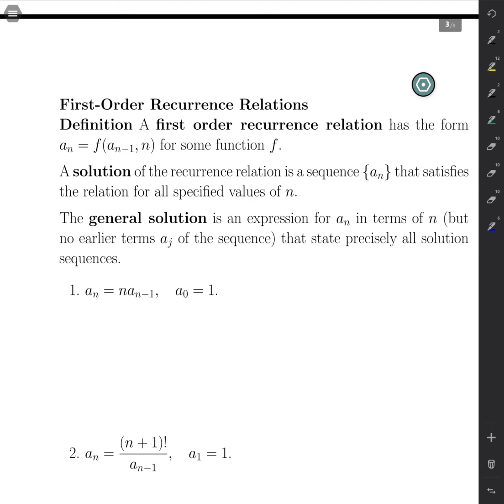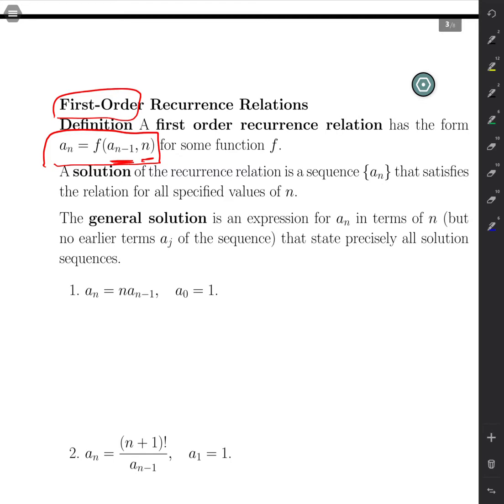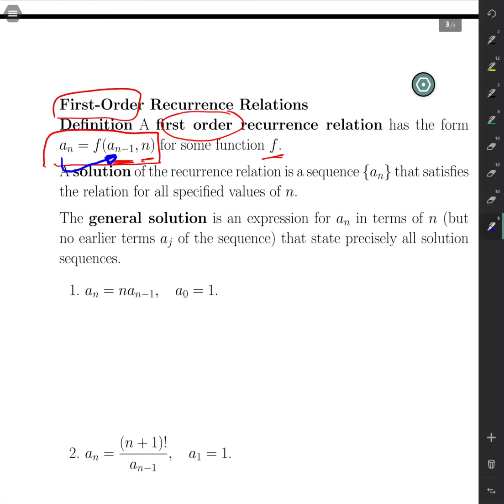Right, so let's talk about some first order recurrence relations. And first of all, what I mean by first order is that we have a recurrence relation of the form an is some expression involving an minus 1 and possibly n as well, the number of the term that we're looking for. F here is just some function or some expression. And the first order part comes from the fact that it only looks back one term previous to get the next term. So it's only looking back one.